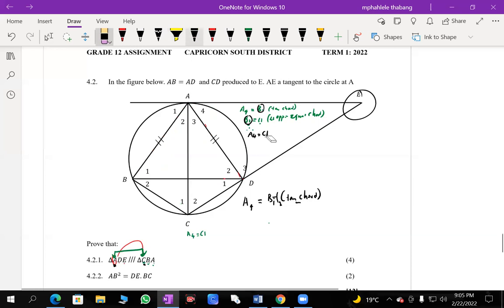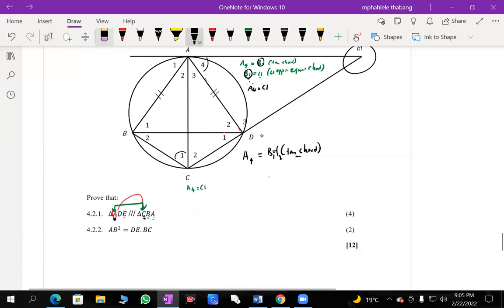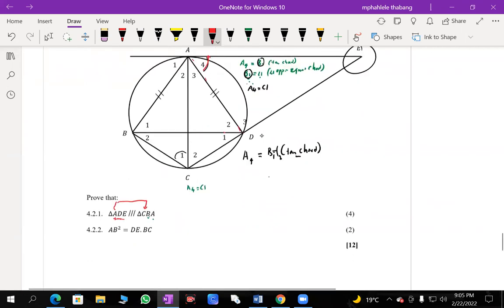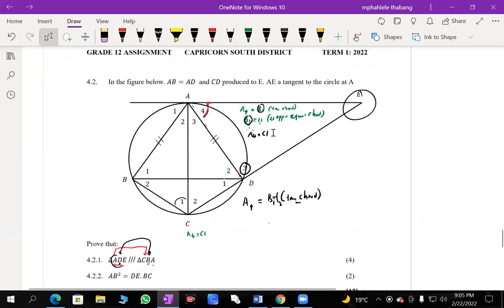You want angle A to be equal to angle C. Angle A in triangle ADE is A4, which equals C1. Then we want angle D to be equal to angle B. D in triangle ADE is D3, and in triangle CBA, B is the sum of B1 and B2.